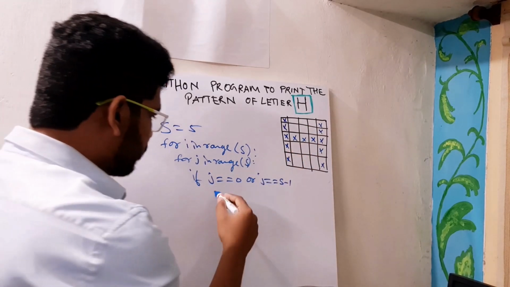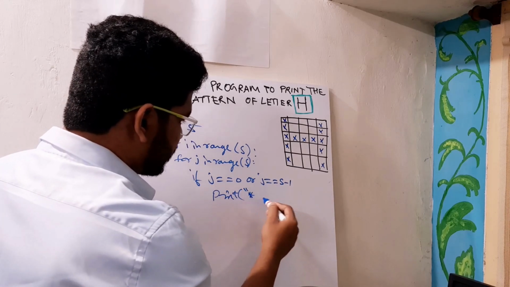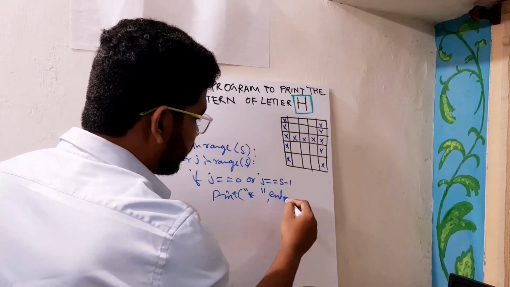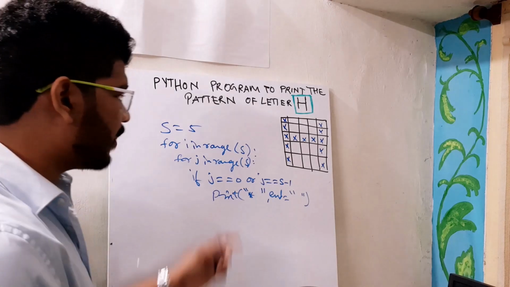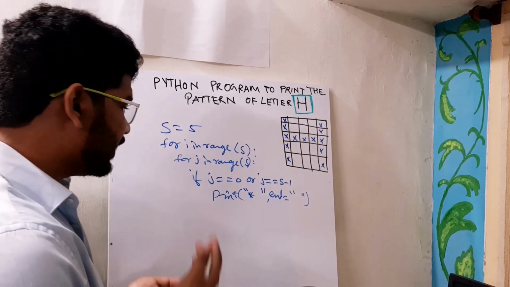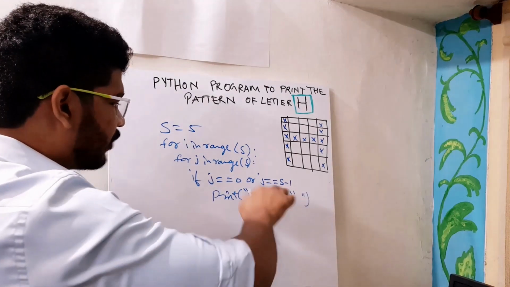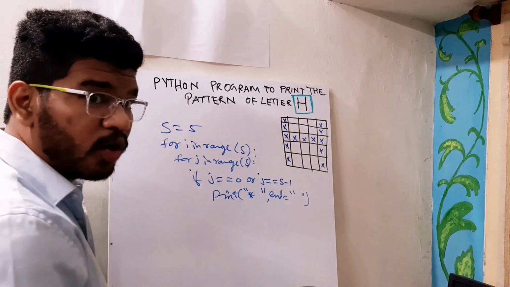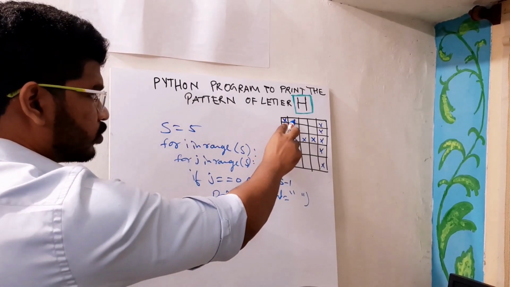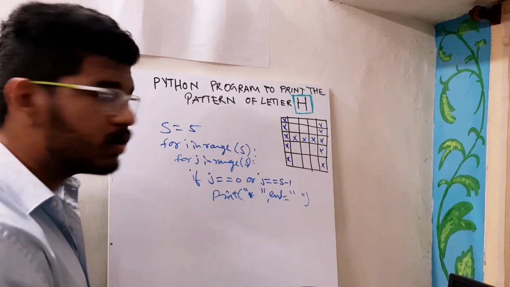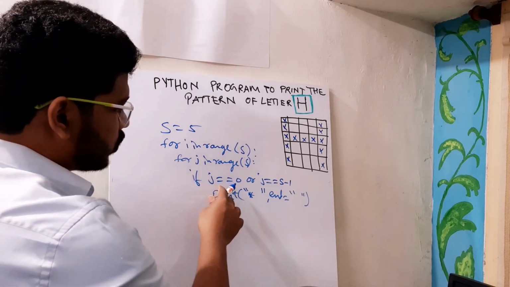So in these cases, as usual, I'll print a star with end equal to space. If you are following the series, you might already know why I'm using end as space. The default print statement has end as a new line, so if I don't use this end, it will print the star and go to the next line. I don't want that, so I print end as space. After printing a star, it will just give a space and won't go to the next line. That is the reason why I use this end. So that is for the first column and last column.